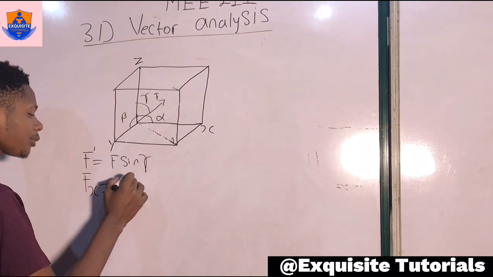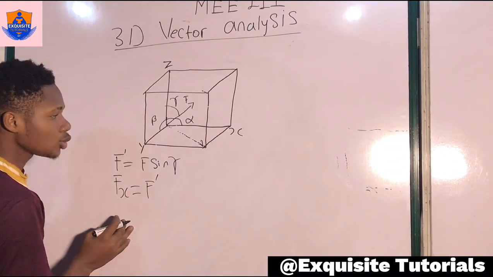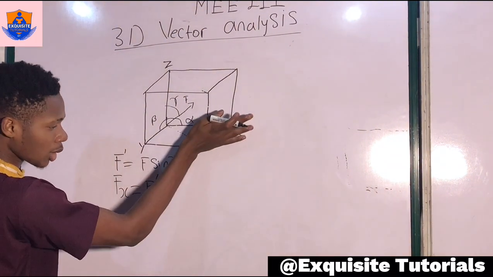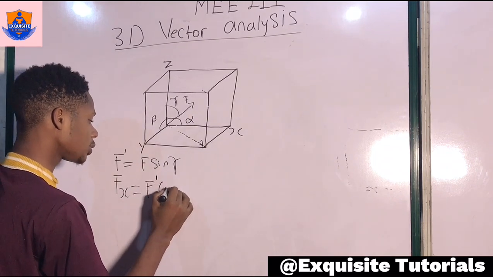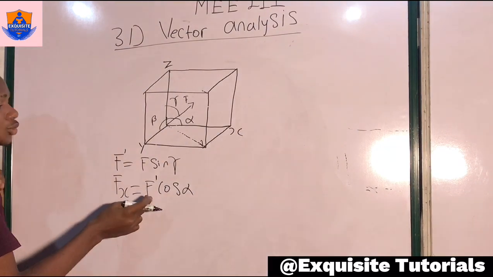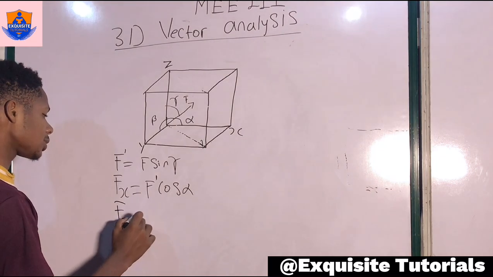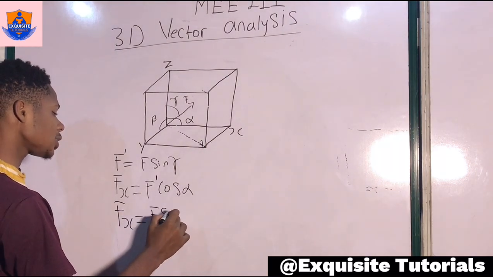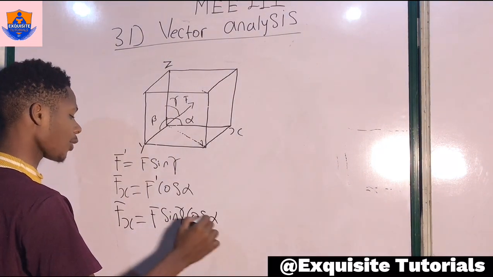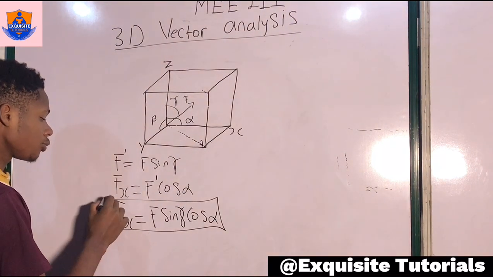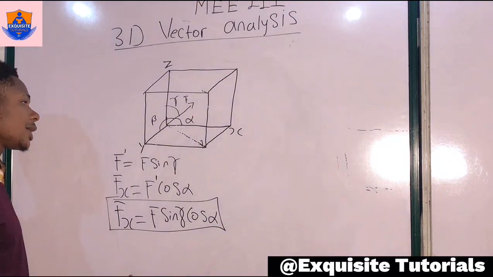Now to get the components on the x or on the y-axis, fx will be f prime, resolving it to this axis, we are going to get cosine of alpha because we are closing the angle. So that will be f prime cosine of alpha, of which we already know f prime is f sine of gamma. Therefore fx is equal to f sine of gamma cosine of alpha. This is how we resolve to the x component. Now you don't have to start cramming this definition. All you have to do is understand the analysis.